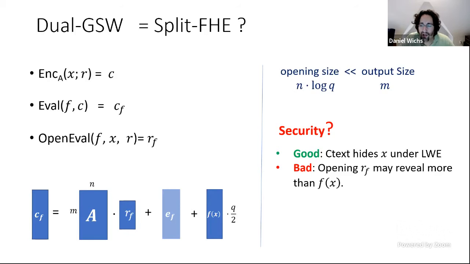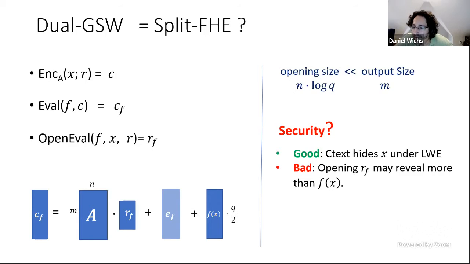If I give you openings R_f for different values of f, they might reveal more about x than just the output f of x. And in fact, it's not just a potentially bad thing. We in fact know there's an attack. If I give you enough openings, you can at least distinguish one x from another. It's not clear you can always recover x, let's say if it's random, but at least you can distinguish whether it's an encryption of one x or a different x.